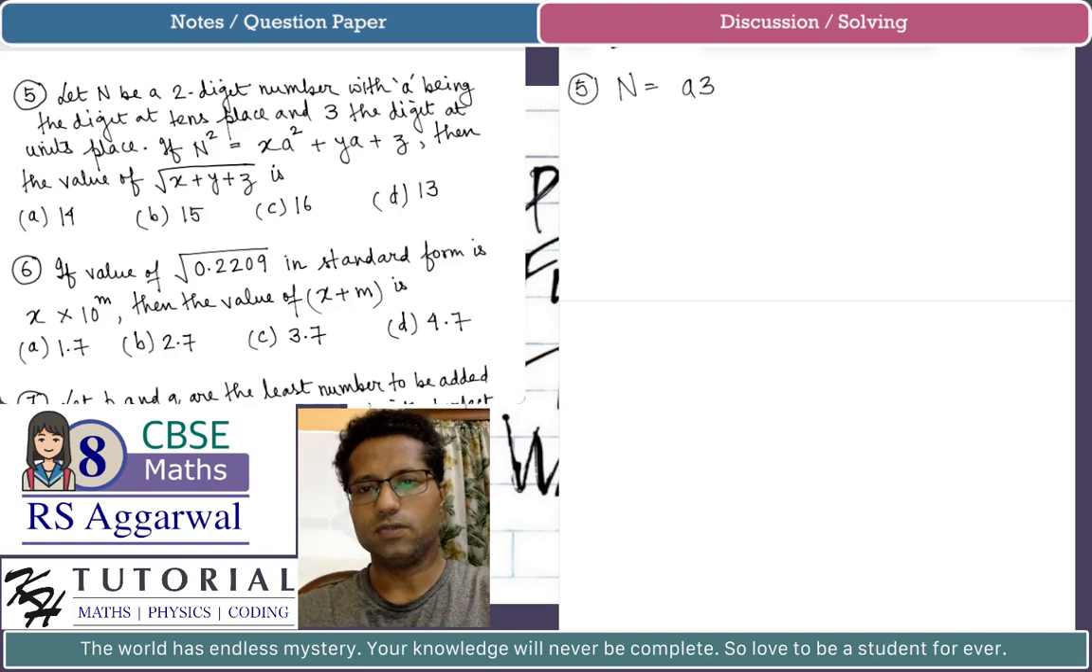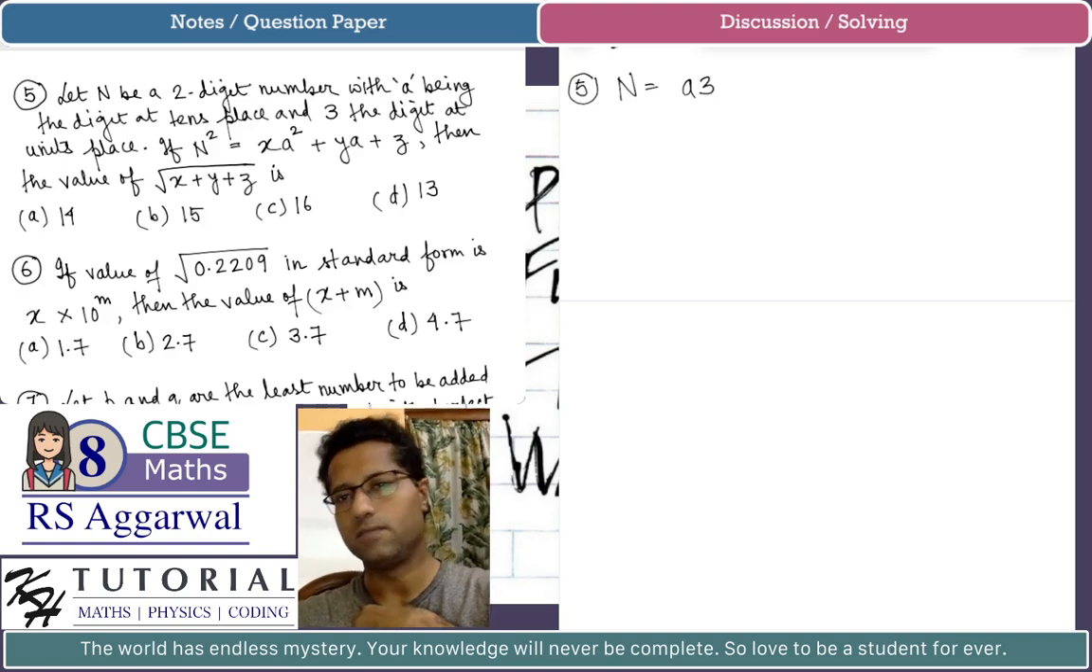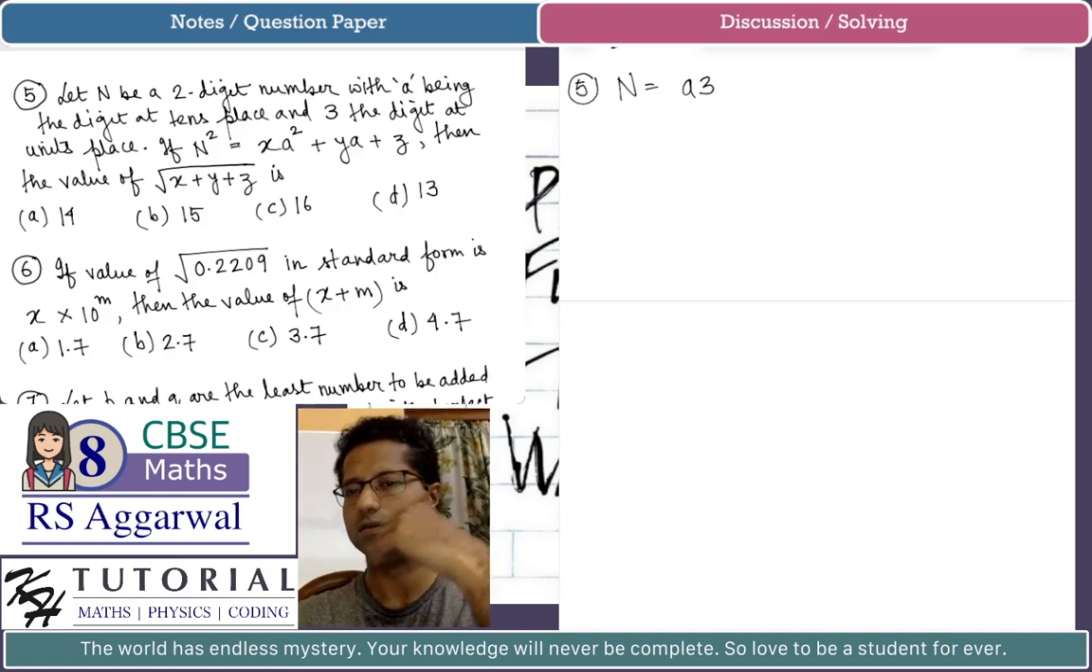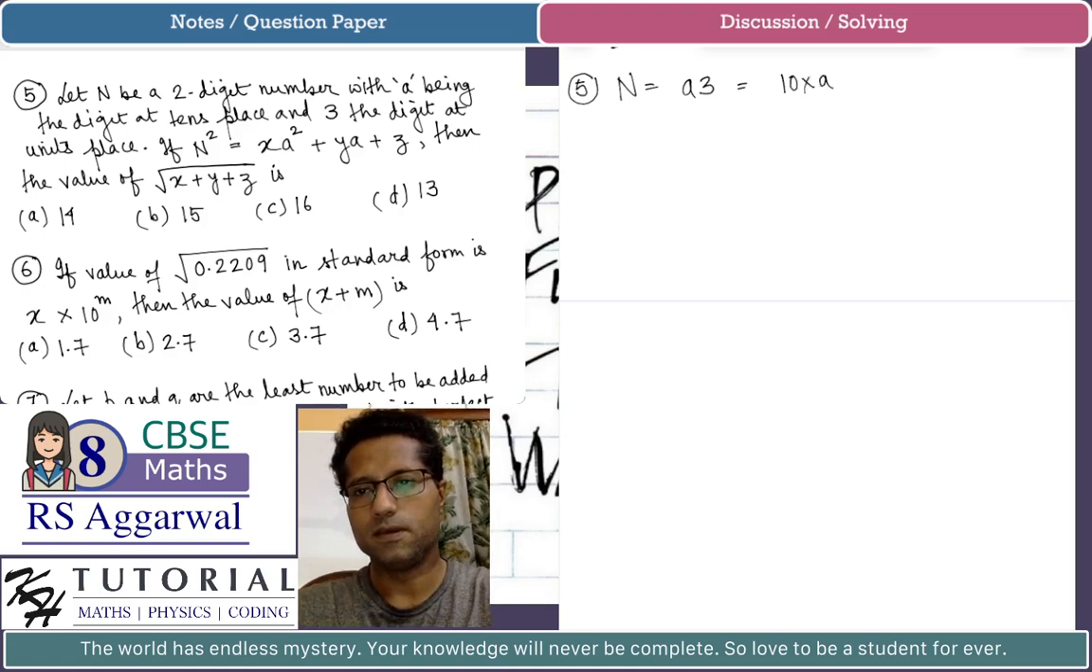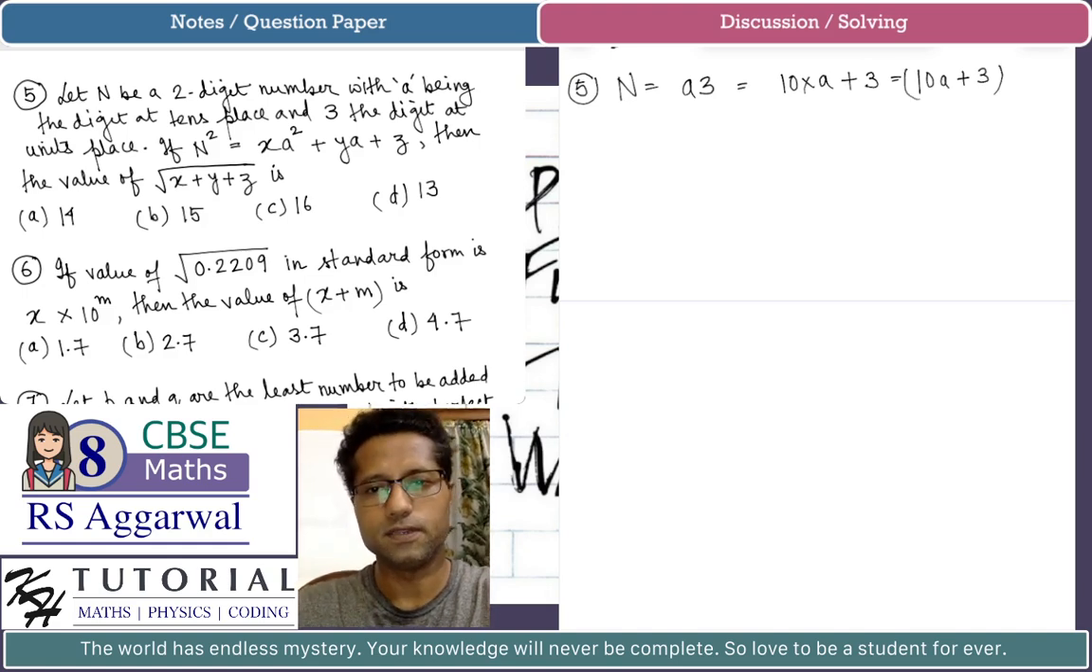So now we know that n is a two-digit number of the form a3, where 3 is the digit at the units place and a is the digit at the tens place. In the expanded form, n can be written as 10 multiplied by a plus 3, that is 10a plus 3. Now what will be n square?